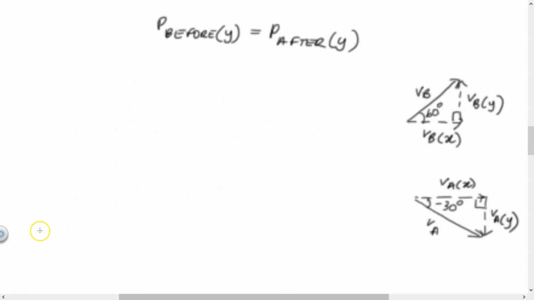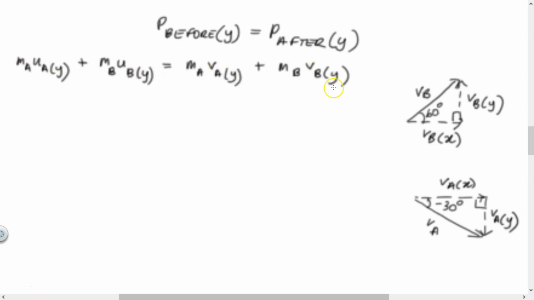Let's now look at momentum before and after in the y direction. We'll follow a similar process. I'll expand this equation out. Now, since the 3 kilogram ball was stationary initially, we know that's 0. And don't forget, the 5 kilogram ball, its initial velocity was only in the x direction, so therefore there was no y component, so this also goes to 0.